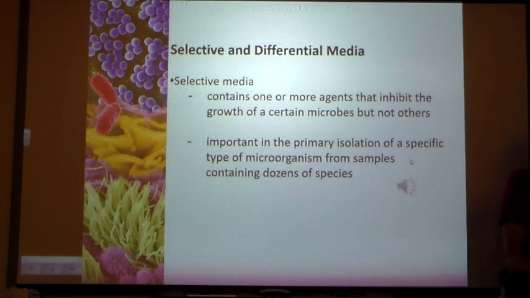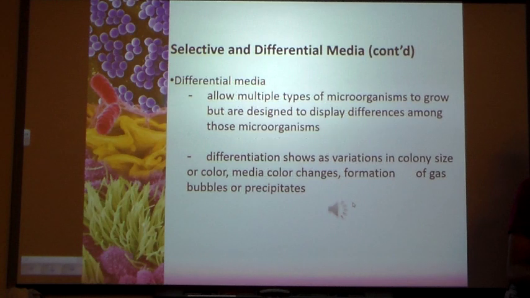So now you can make your media selective. We're doing quite a number of these examples. Selective media means there's some substance that you put in that inhibits the growth of certain microbes, but not others. So it's important in isolation of specific types of microbes. We'll be doing quite a bit of those experiments as we go along with the labs, so I actually won't ask you questions in this chapter. It's just to show you a concept.